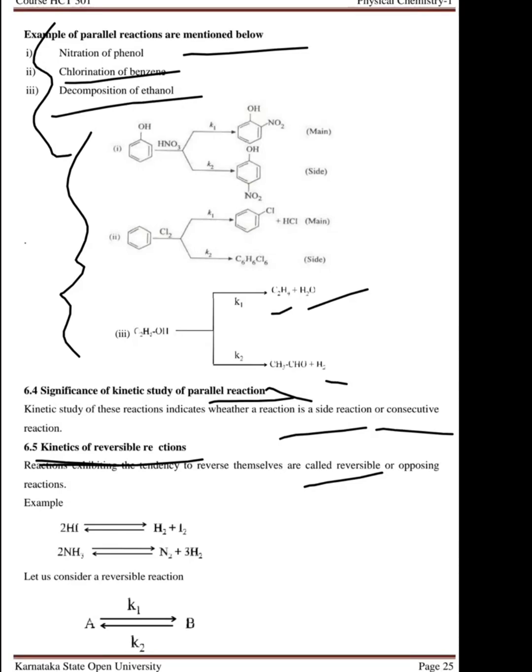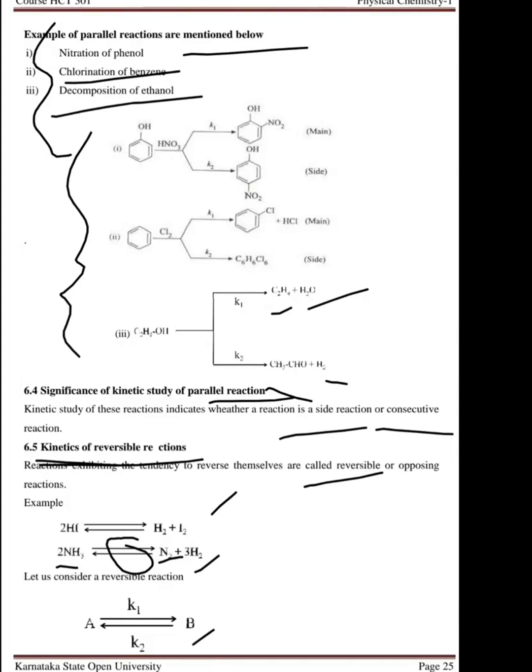Here hydrogen iodide is converted to hydrogen plus iodine, and it is reversible. This arrow represents the reversible reaction. Here ammonia is converted into nitrogen plus 3 moles of hydrogen, and it can be formed in reverse also. Ammonia can be formed. So for example, take this reaction: A is converted into B in the forward reaction.